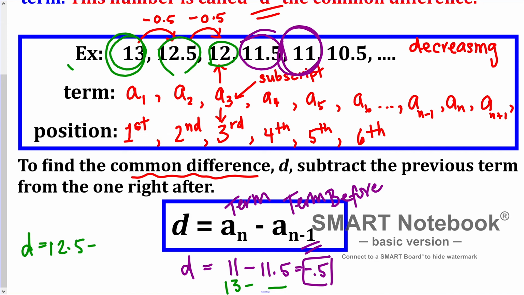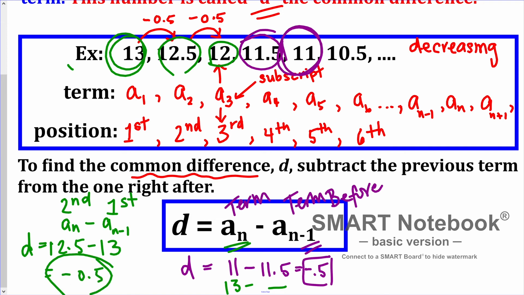If 12.5 is my AN, I need to put the one before it next. So that would be minus 13. So I actually have to use the 12.5 and 13. This is my AN, and this is my AN minus 1. Because this is the second term, and this is the first. So we're doing second minus first. And again, I get negative 0.5 as my common difference.